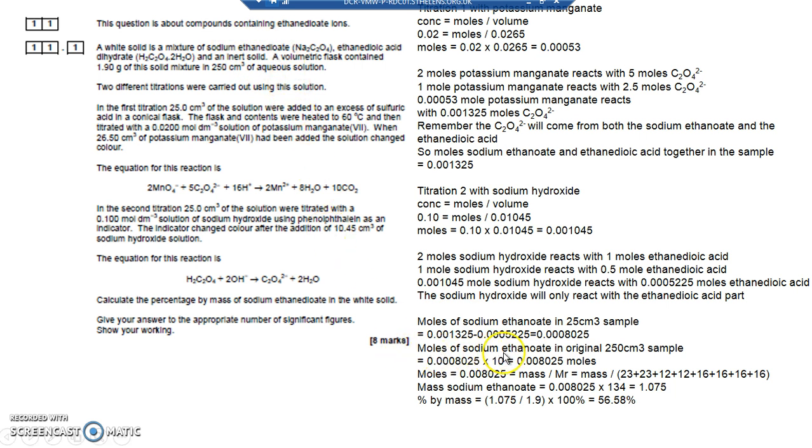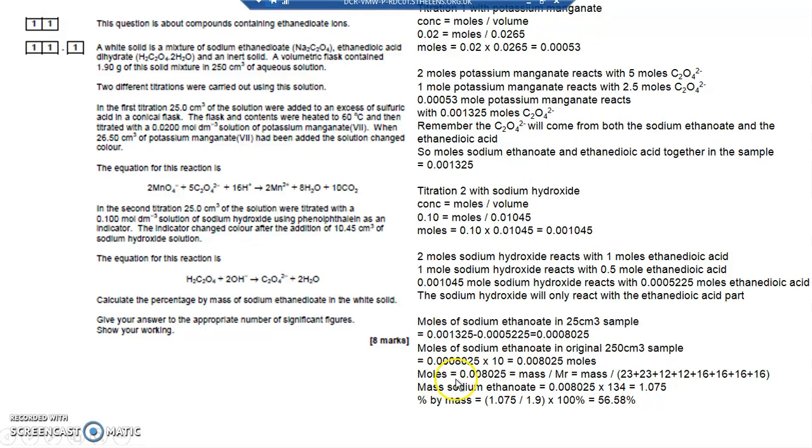So the moles of sodium ethane dioate in the original 250 centimetre cube sample, because remember these reactions have been taking 25 centimetre cube samples out, are 250 divided by 25, which is 10. I've got 10 times the amount in the original solution. So I need to multiply by 10. I've got 0.008025 moles of sodium ethane dioate in my original solution.